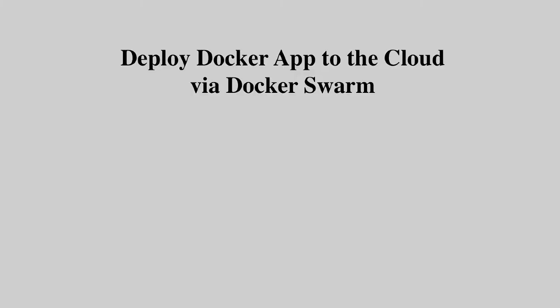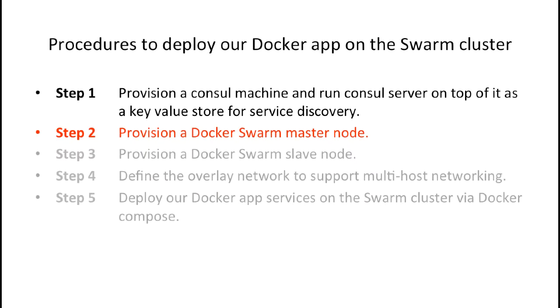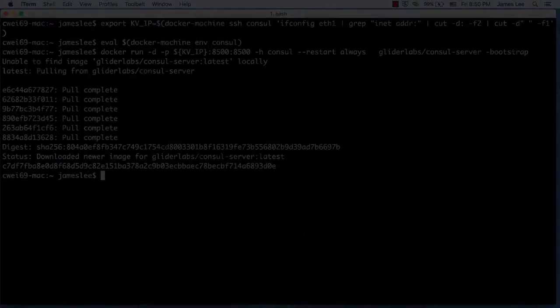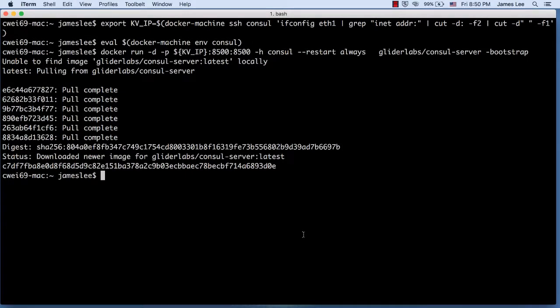In the previous lecture, we have done step 1 to fire up a console container as a key value store for service discovery. Now, we can move on to step 2 to provision a Docker Swarm master node. If you are using a different terminal session than the previous lecture, you need to reset those environment variables as we did in the previous lecture. Let's start by creating the Swarm master host.